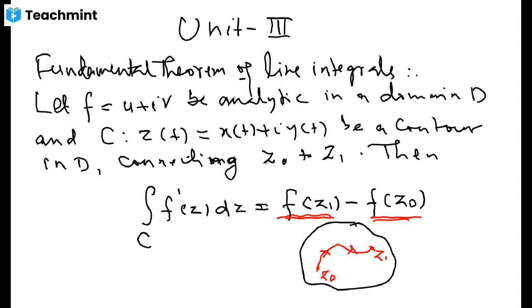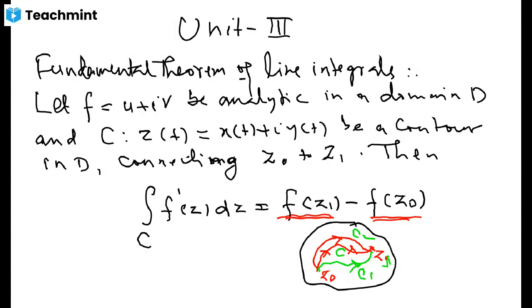That means if I take another contour, whatsoever contour I take, the only thing is that it starts from z0 and ends at z1. Let this be C, let it be C1, and let it be C2. For all the contours, the value of the integral is going to be the same. Such an integral is also called path independent. It only depends upon the initial and the terminal point. So the line integral of the derivative of an analytic function is always path independent.